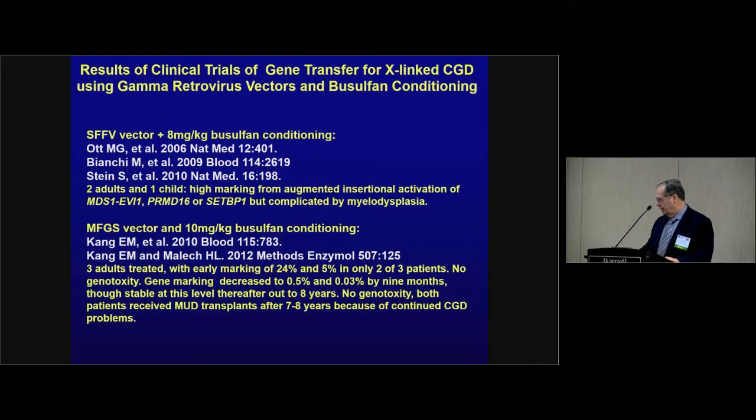In our study, which was done about the same time using the MFGS vector, we got quite different results in the sense that we got early marking that was quite high, and then it went down. So we didn't have any genotoxicity. But what happened long term? It went down, and by about a year out, one of the patients was at 0.5%. The other was even much lower than that. But this was stable out to 7 or 8 years.